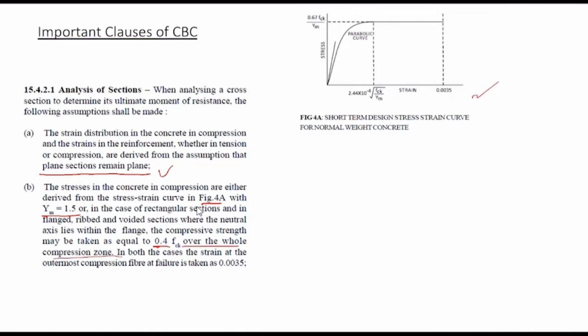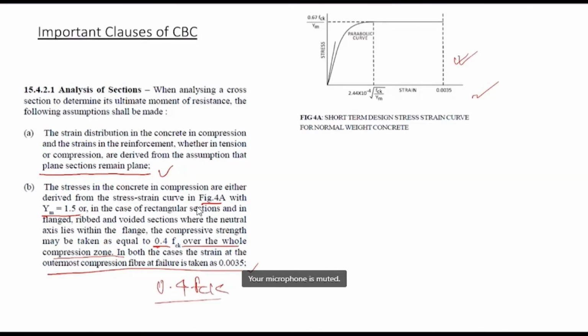In both cases, the strain at the outermost compression fiber is taken as 0.0035. So we calculate the compression in concrete either from this curve, or by taking the average compression equal to 0.4 FCK. The tensile strength of concrete is ignored.